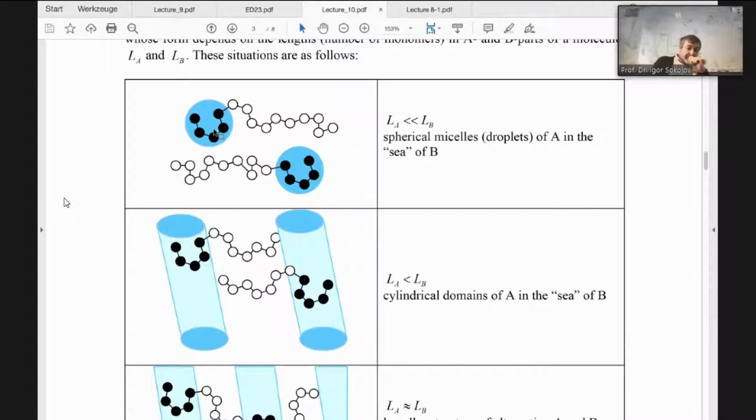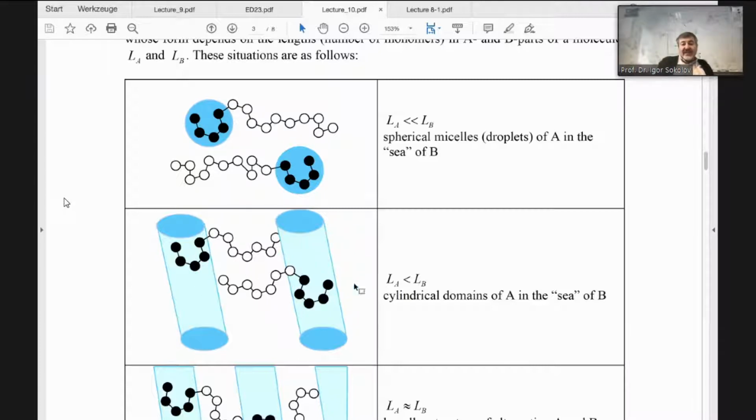Now, if LA is smaller than LB, but not much smaller, then the typical situation will be forming the cylinders. In these cylinders, the A's are again together and the B's are outside. And the cylinders can essentially have a complex topology. Not that they are like columns, they can also somehow undulate. It's a complicated stuff.